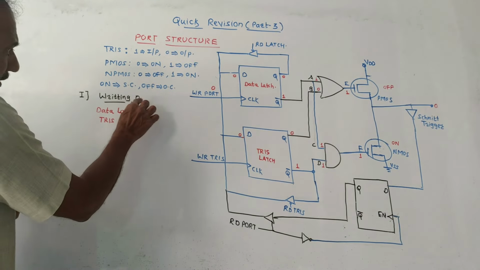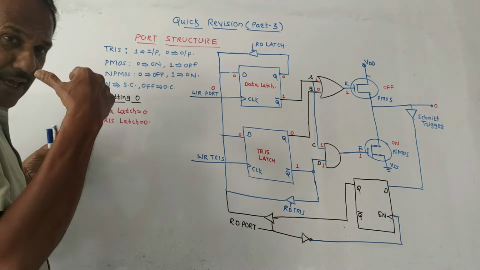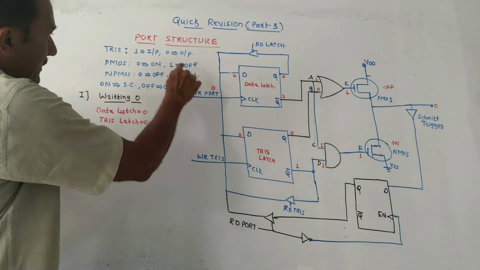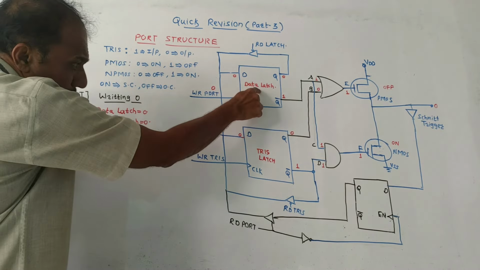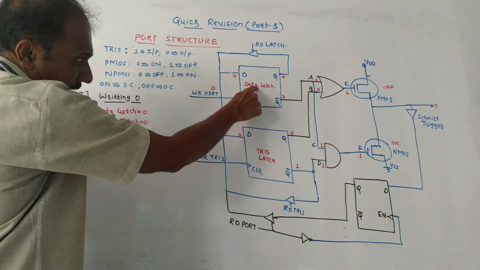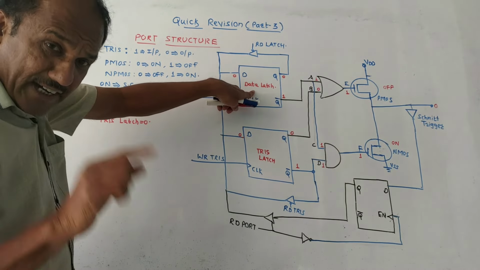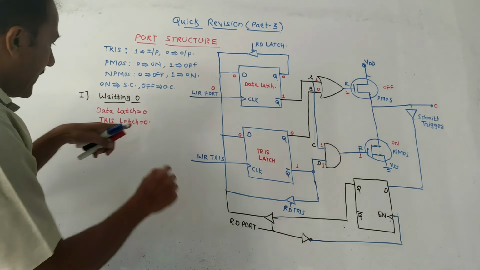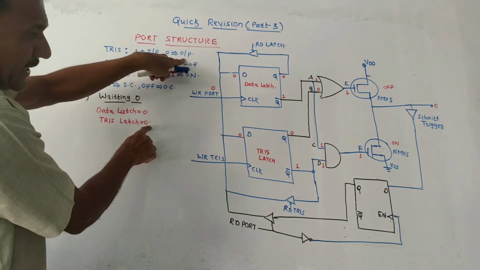Suppose I want to write 0. This is a writing operation. So the port must be acting as an output port. इस आउटपुट के लिए TRIS बिट का वैल्यू 0 होना चाहिए. अब दो फ्लिप फ्लॉप्स हैं यहाँ पे. One is acting as a data latch, another is acting as a TRIS latch. We want to write 0. So the data latch should be 0 and the TRIS latch must be 0 because 0 indicates output port.